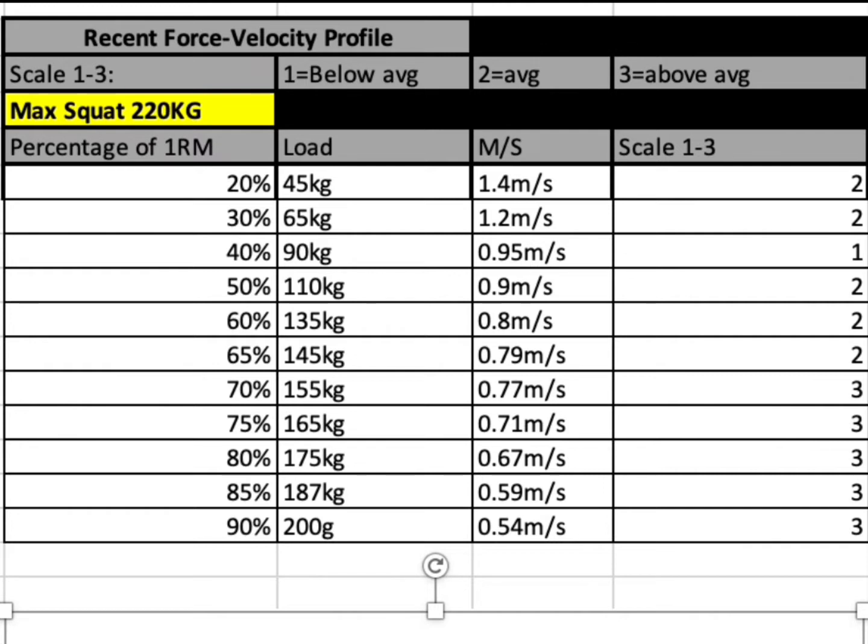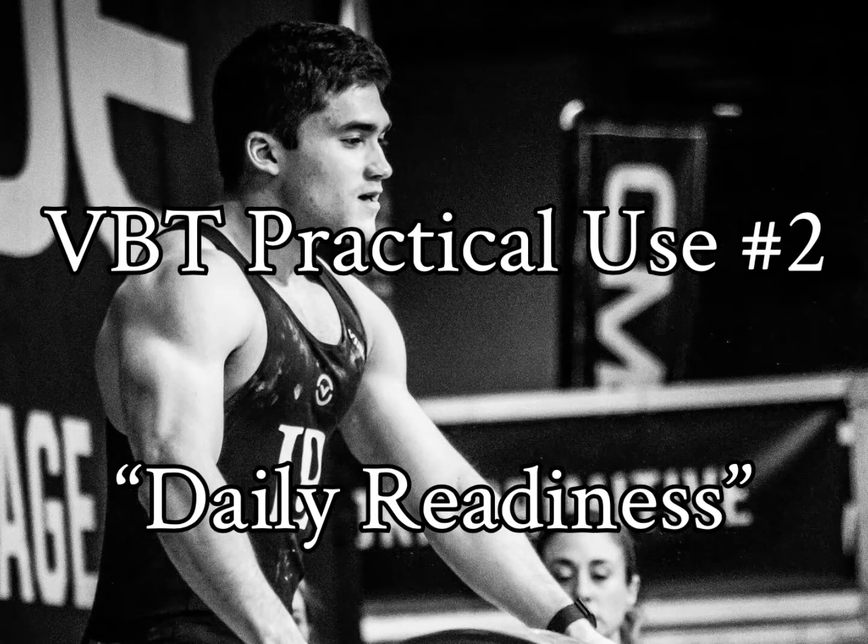90. As you can see, I use a scale from 1 to 3, with 3 being awesome, 2 being average, and 1 being below average. And so when I see a 1, that's what I'm going to focus on. You can see it at 0.95, at 40%, which was 90 kilograms for this athlete. They were at 0.95 meters per second, which was a little bit below average. It's a 1. So for that athlete, I'm going to actually target it.